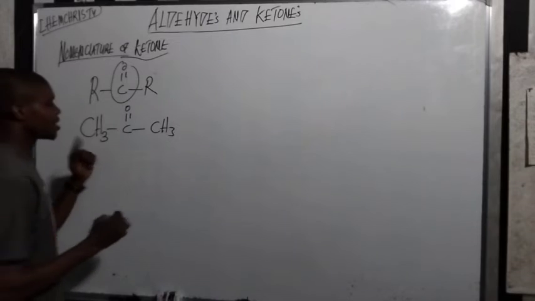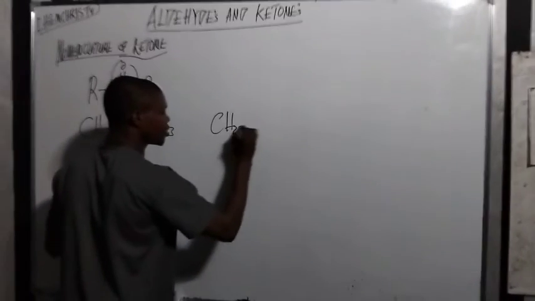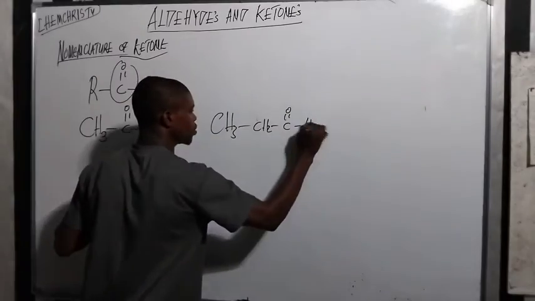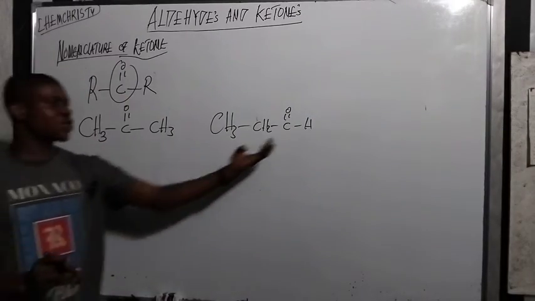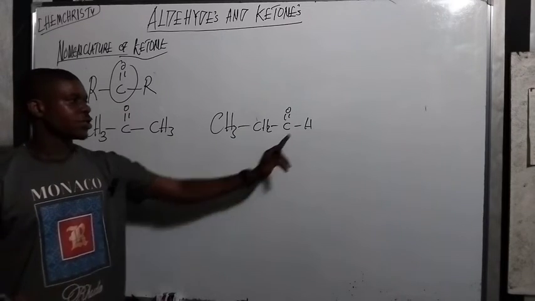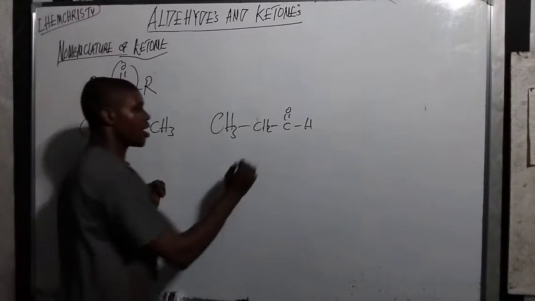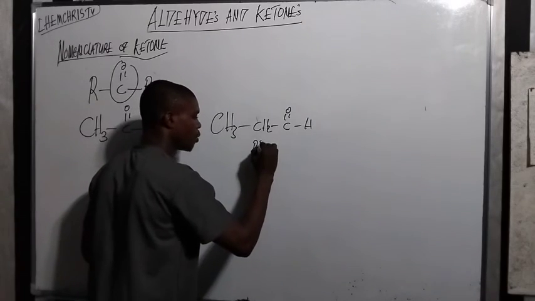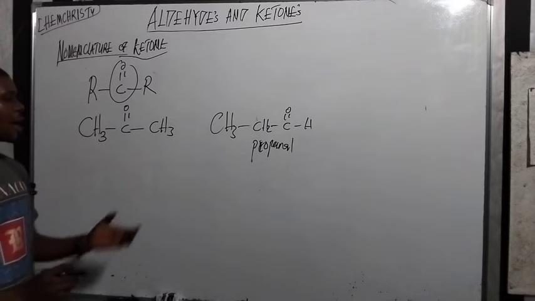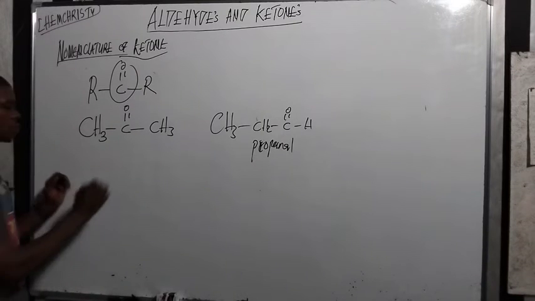Now, the difference between this one and this one is, okay, this one is an aldehyde, which is called an alkanal. Think about 1, 2, 3, so we have propanal, right? Propanal. But this is not propanal. This is called propanol.